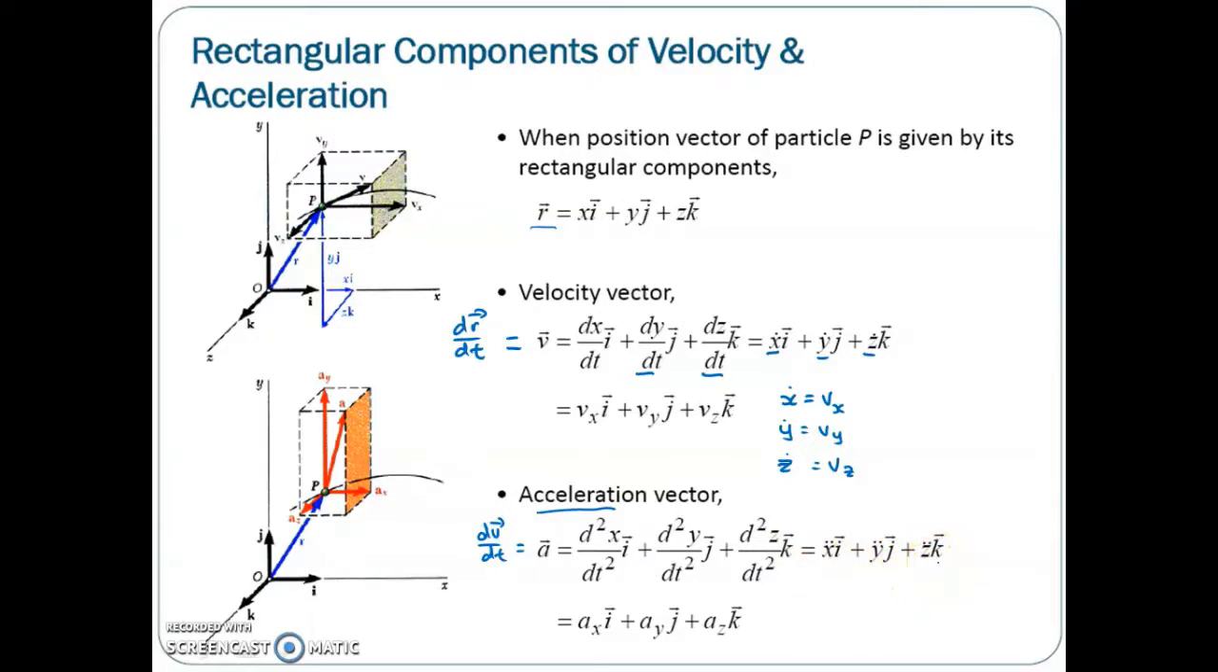So here we can say that our x double dot, the double differentiation of the position vector in the x direction, will be our acceleration in the x direction. y double dot equals ay, and we have z double dot equals az, the acceleration in the z direction.